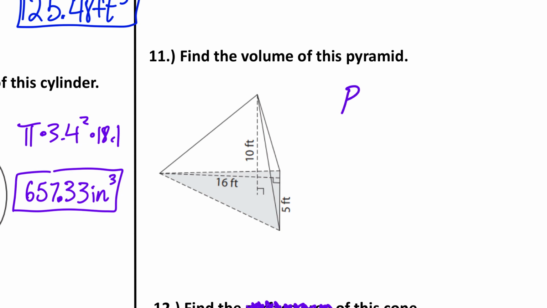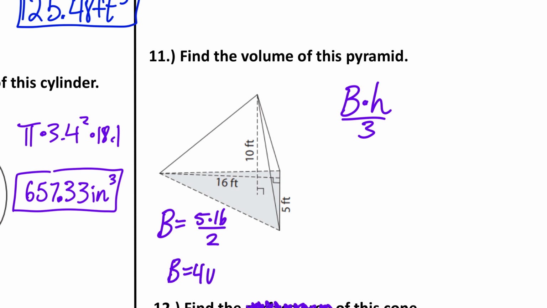Okay, on this one, this is a pyramid. Volume is b times h divided by 3. So on this one, to find the b, the area of the base, we're going to have to do 5 times 16 divided by 2. It's that shaded in triangle, it's the base. Every triangle is base times height divided by 2. So 5 times 16 divided by 2 is 40. So I'm going to have 40 times the height, which is just 10, divided by 3. It's going to be 133.33 cubic feet.